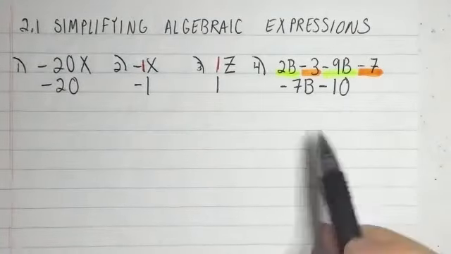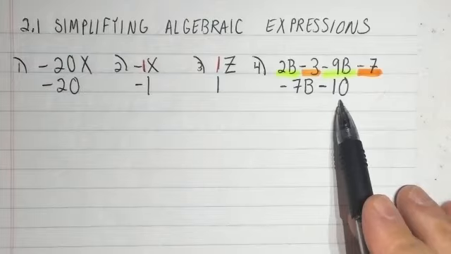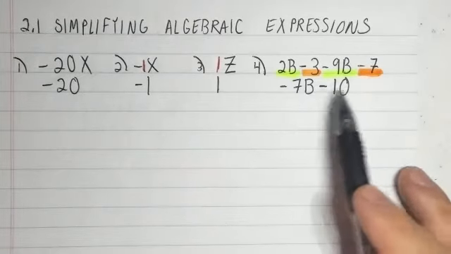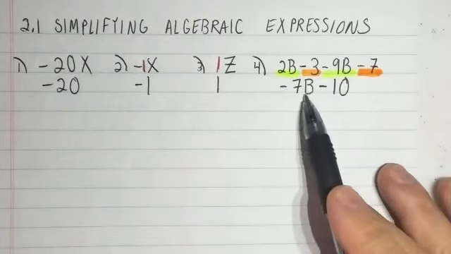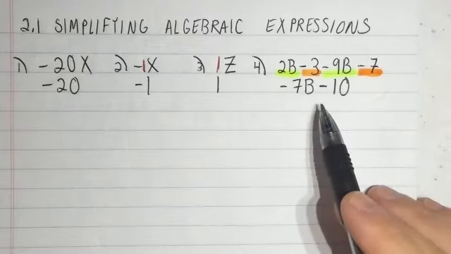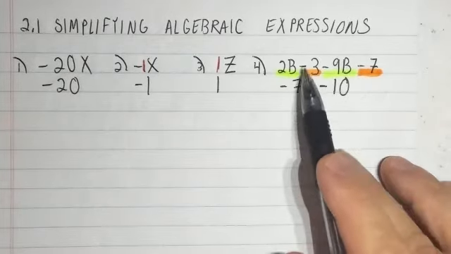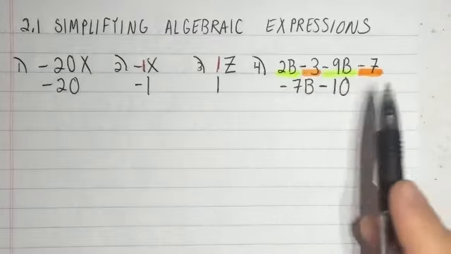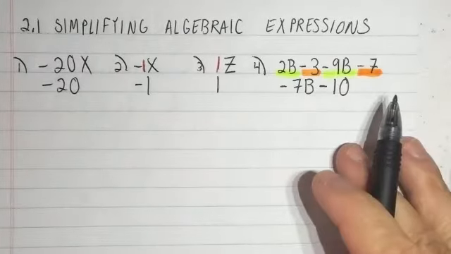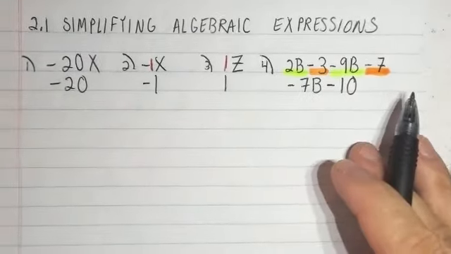I cannot combine negative 7b to negative 10 because they are what we call unlike terms. This is a constant, and this is a negative 7b. So this has a variable, this does not. I cannot add these two terms together because they are unlike. This would need a b, or this would have to be missing a b in order to combine. So the way they are, we just stop right there. We're done with everything we can do with that problem.